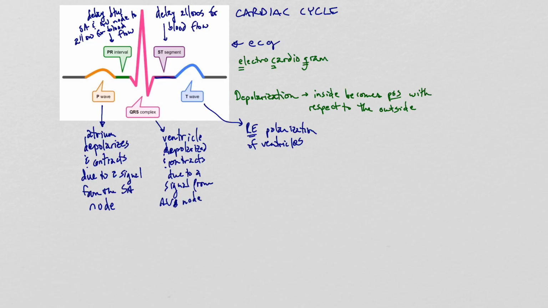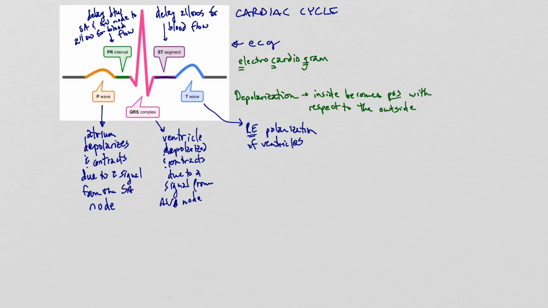Remember, these ventricles are big. They require a bit more time, and they're so big and they do so much that this is actually really measurable. Repolarization is the opposite of depolarization. It's when the inside becomes negative with respect to the outside. That's why this goes the way it does. So that is a typical normal ECG.